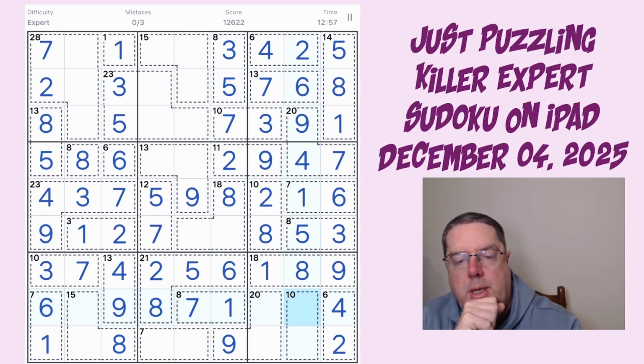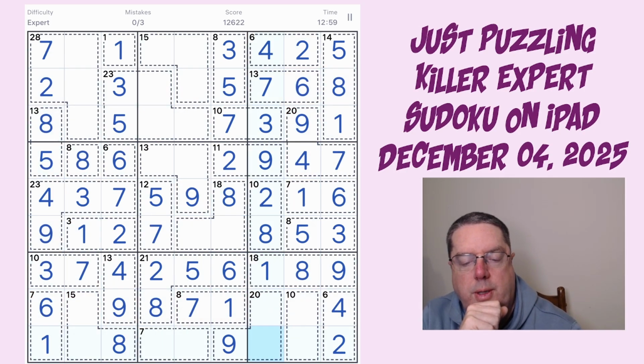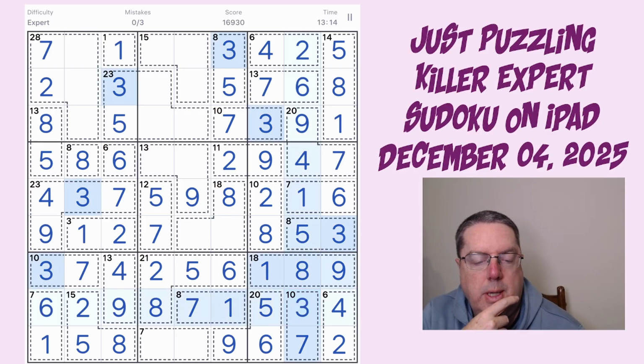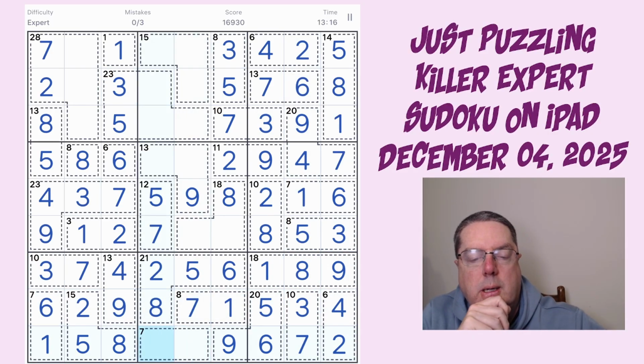6 comes across here, 6 comes down here, so this is a 6 here, leaving this to be a 5. 5 comes across here, so this is a 5, leaving this to be a 2. 1, 2, 4, so 3 and 7. 7 can't be there, so that's a 7, leaving this to be a 3. 3 and 4 here.